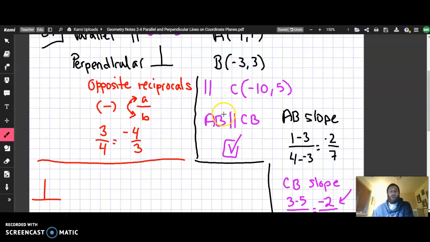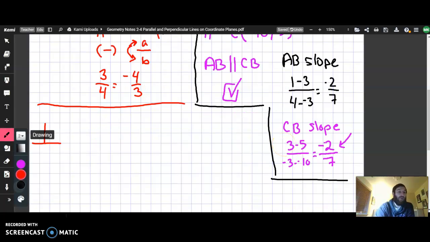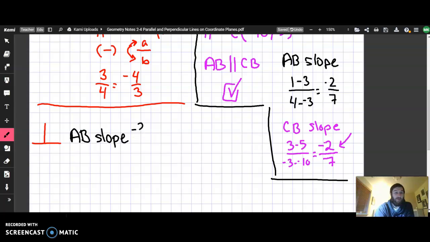We want to know if they're going to be perpendicular. We already know the slope of AB is negative 2/7. I'm going to rewrite here just to help track that the slope of AB is negative 2/7. But now we need to find the slope of BC. I'm going to change the point because we already know that the previous point I used in purple is not going to be perpendicular. It's going to be parallel because it's negative 2/7. So let's compare it to a point D, and let's say this point D is at negative 1, 10.